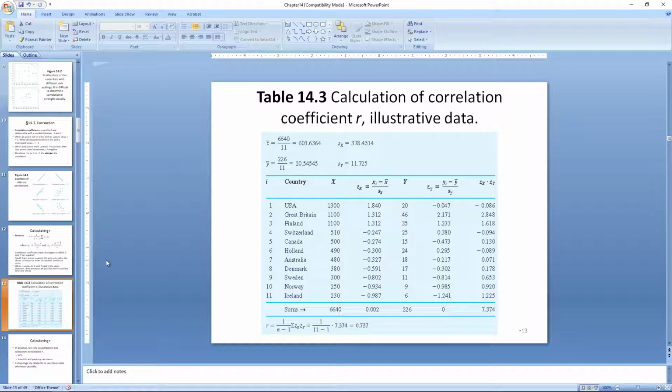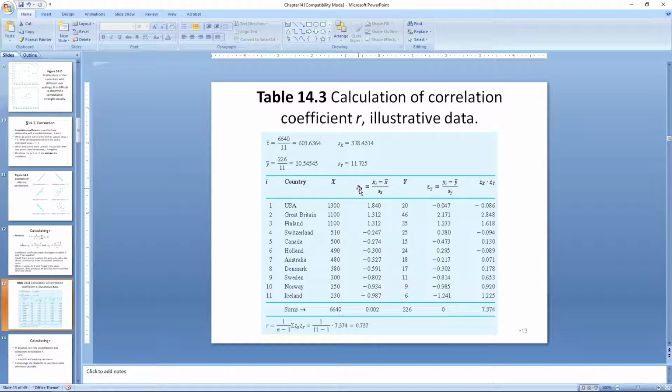So let's go back to our illustrative example of the countries and their cigarette consumption and lung cancer. Here we have our x and our y columns. Before I get there, notice at the top we're going to find our x bar. We take the sum of x divided by the total number of countries, 11, and so we have our x bar. For y, same thing: add up all our y values and divide by 11. So here's our x bar and our y bar. Our standard deviation for x and our standard deviation for y are noted here.